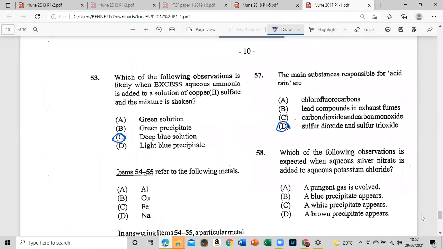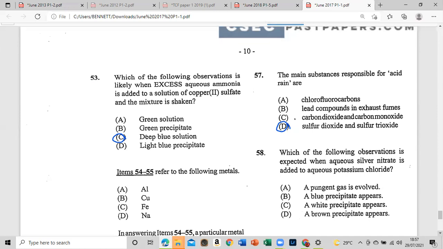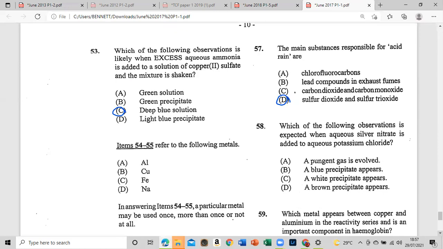58. Which of the following observations is expected when aqueous silver nitrate is added to aqueous potassium chloride? And 58 is C, a white precipitate appears. So we only have 2, and then we are through.